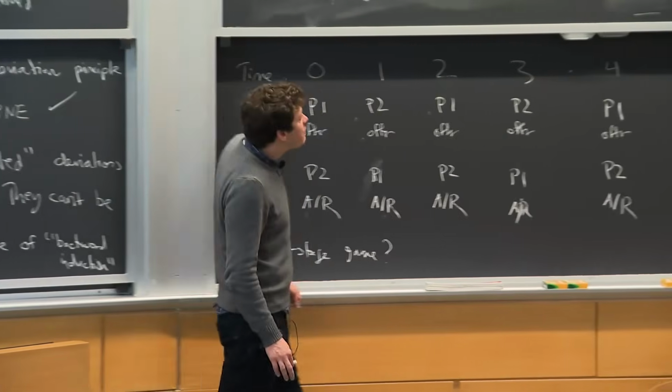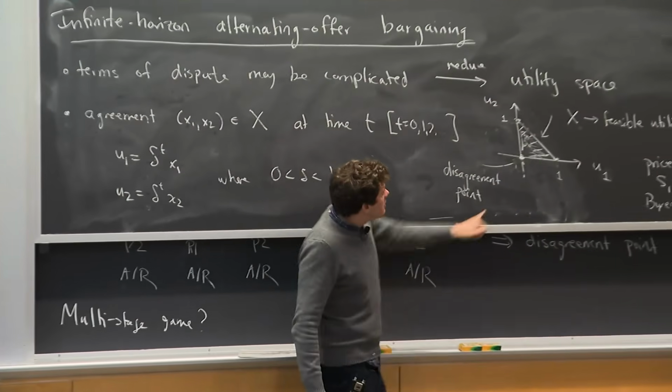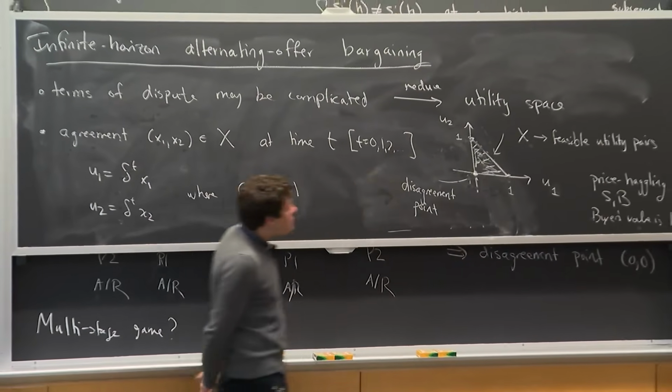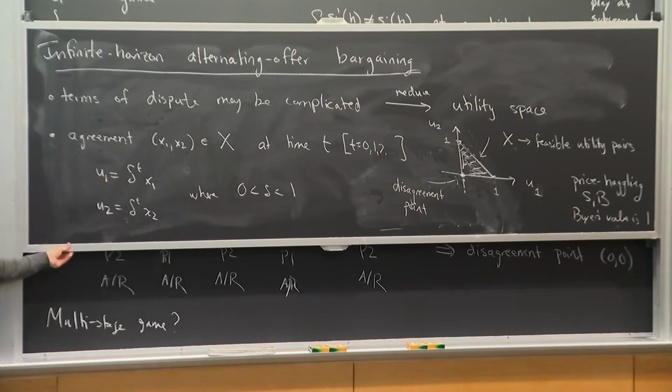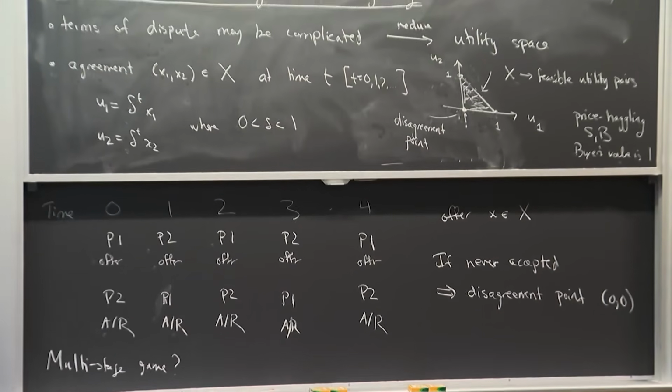Any guesses, I guess, before we really get into it? If we look at our agreement space here, any intuition about where we might end up in terms of payoffs? So any predictions about what might happen?